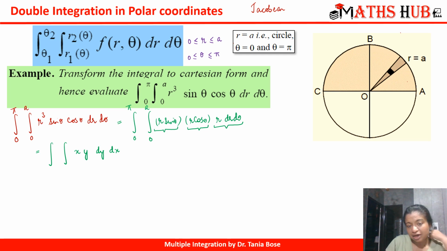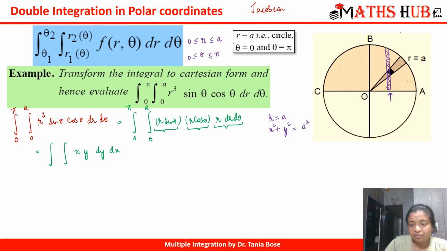So according to the Cartesian system, if r is equal to a, that means the root of x square plus y square will be equal to a. So this will be x square plus y square equal to a square. Since I've written dy, I'll take a strip in this region, a vertical strip.